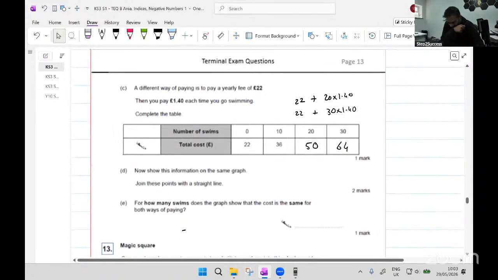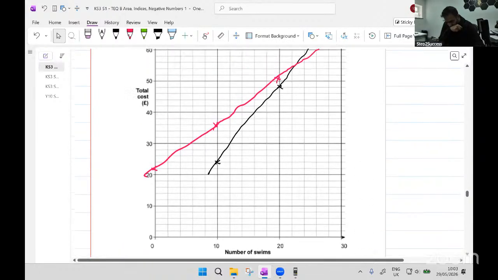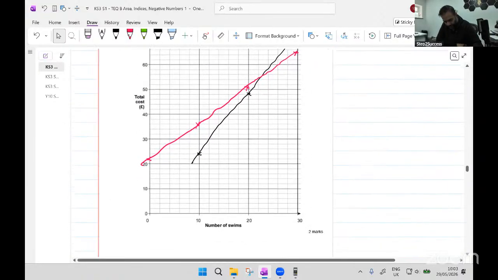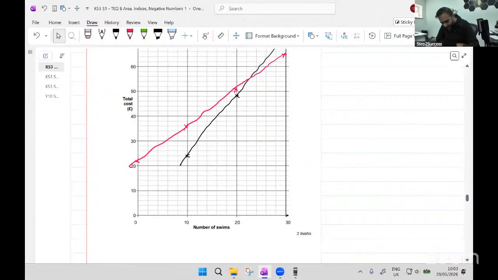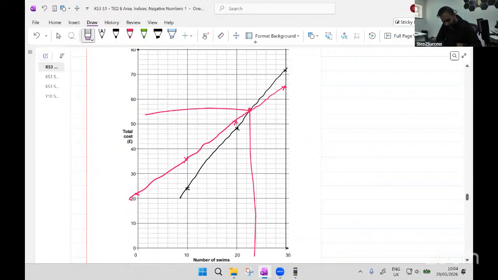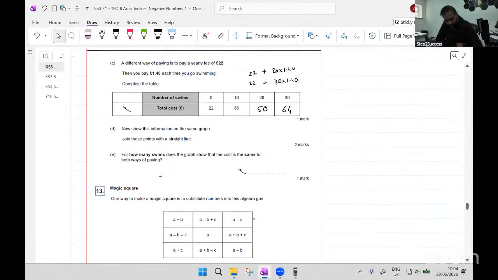For how many swims does the graph show the cost is the same? So, how many swims does it show the cost is the same? If you've drawn it properly, it should be where the lines cross each other, because that would be the same cost for both ways of paying. Yeah, so wherever you've drawn your line, you need to read across and down, and it's however many swims you've got there.